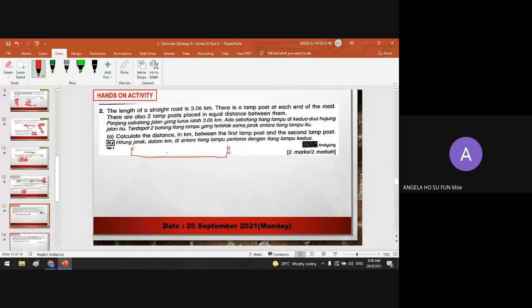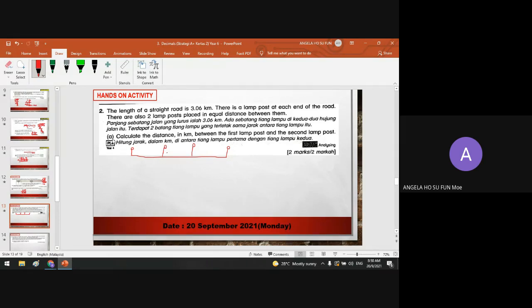After that, there are also 2 lamp posts placed at equal distances between them. Between them means here, another one, and here, another one. Once you draw it out like this, the picture is very clear. It's actually a straight line containing 4 lamp posts here: 1, 2, 3, 4.